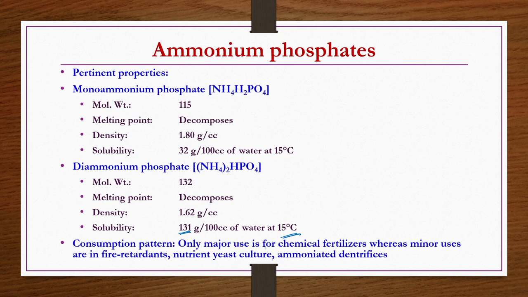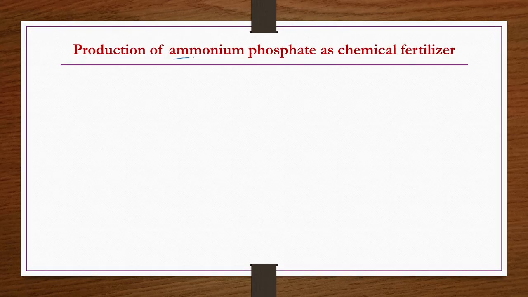Consumption pattern: the only major use is chemical fertilizers, mixed chemical fertilizers, whereas minor uses are in fire retardants, nutrient yeast culture, etc. Production of ammonium phosphate as chemical fertilizer, we see. Here, in ammonium phosphate, both nitrogen and phosphate are present, N and P2O5 both are present in that one.